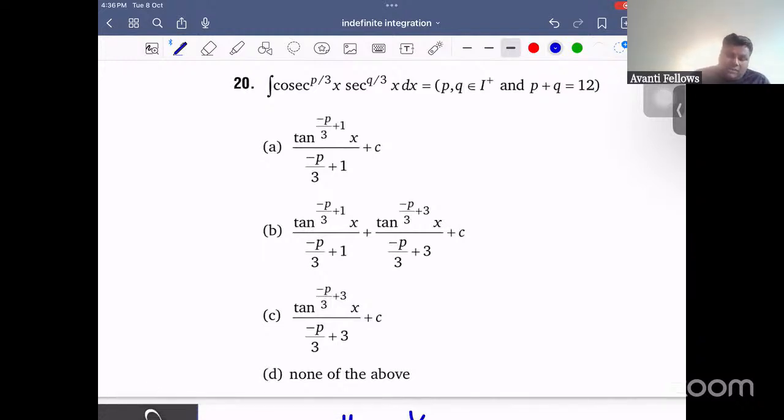Integration of cosec x raised to the power p by 3 into sec x raised to the power q by 3 dx. Given that p plus q is 12. So, what is the correct answer according to you? Quickly. Whenever you solve it, as such, it's a tough question. But see, you guys are there with an infinite potential. So if you solve it, just mark your answer in this poll.